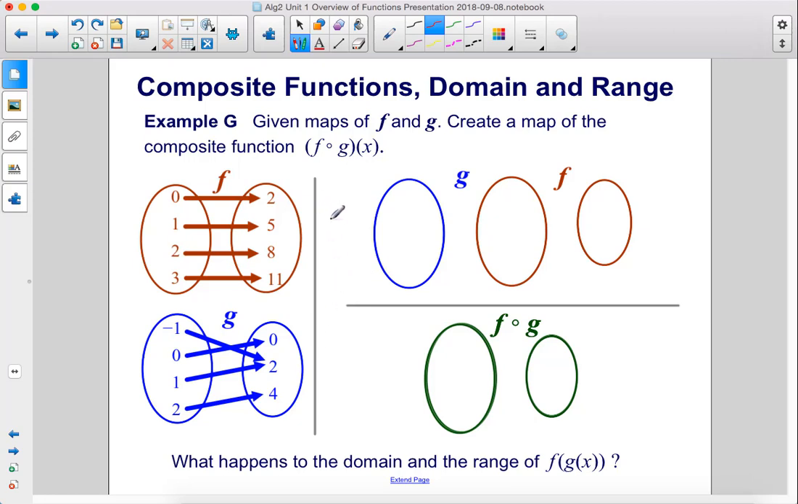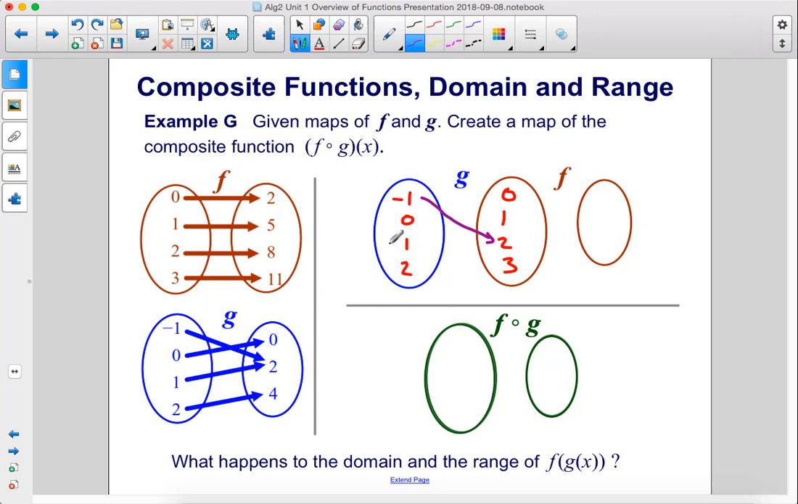Example G. Given maps of f and g, create a map of the composite function f of g of x. All right, so first we're going to begin with our input values for g: -1, 0, 1, and 2. Then we're going to list all of our inputs for f: 0, 1, 2, and 3. So let's look here. -1 maps to 2, and 2 is an option. So -1 does map to 2.